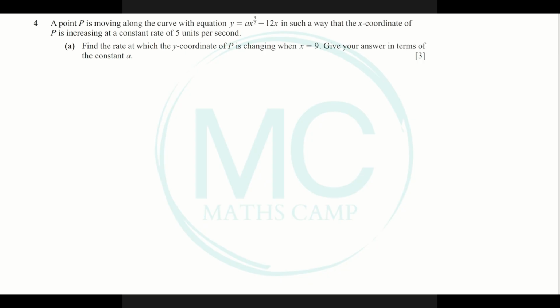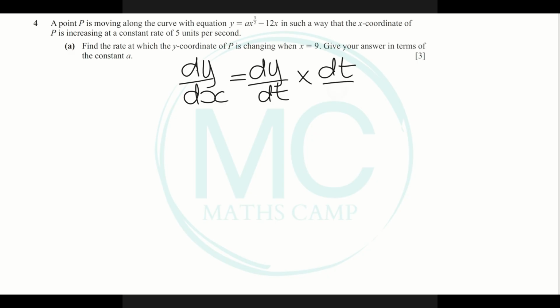When we are working with the rate of change, we need to use the chain rule. dy/dx is equal to dy/dt multiplied by dt/dx. The question tells us that the x-coordinate is increasing at a constant rate of 5 units. When we are working with rate, we use a fraction over dt. X is changing, so we can say dx/dt. The rate is 5, so this is equal to 5.